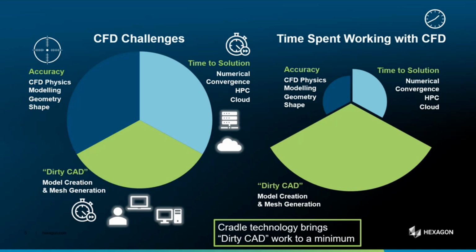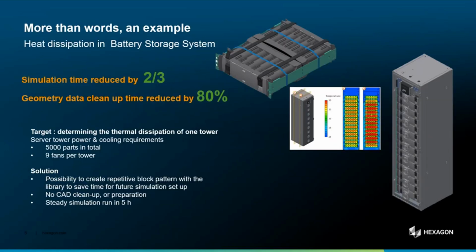So more than words, I just want to show you what we mean here by pragmatism, linked to that specific challenge of dealing with dirty CAD. This example is an electric cabinet with different racks of battery packs. This assembly is made of 5,000 parts. You have a front door with some fans, as you can see here. And the point is to push some fresh air across the different racks to cool the cabinet down.